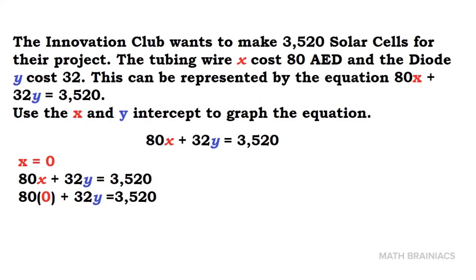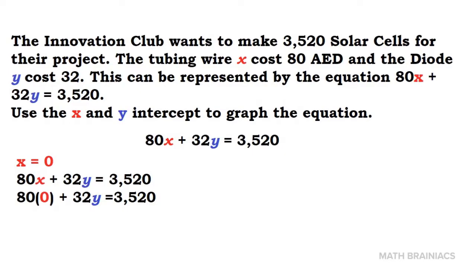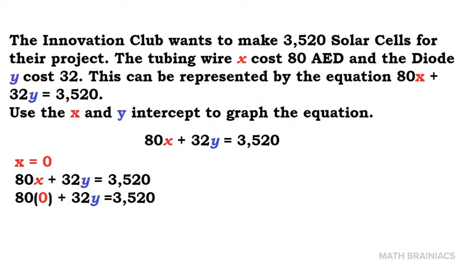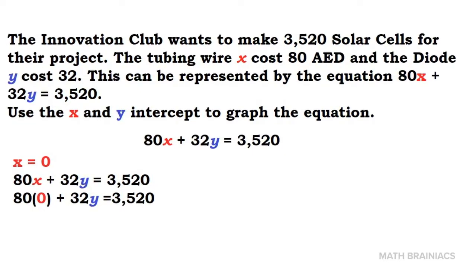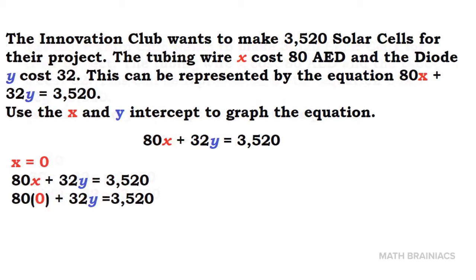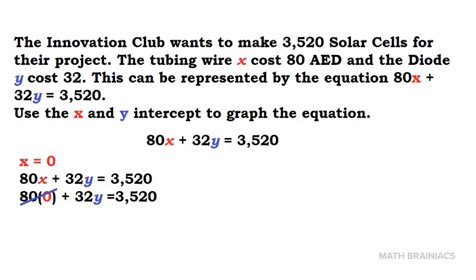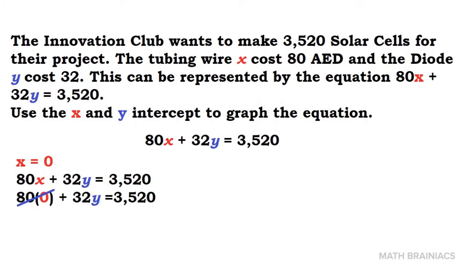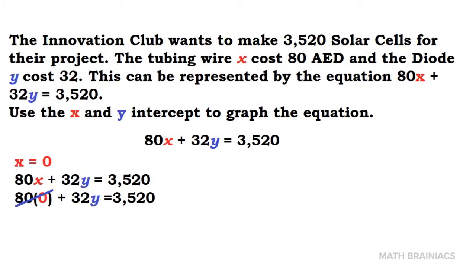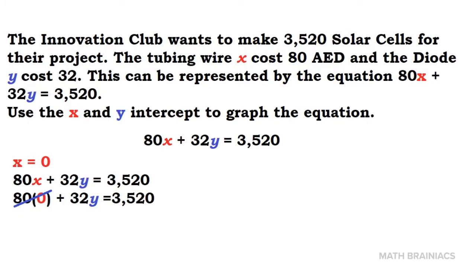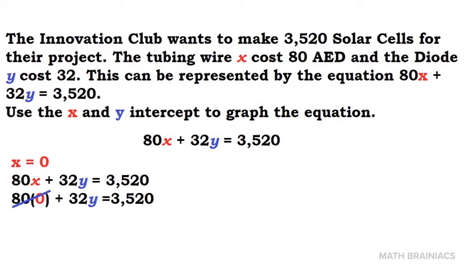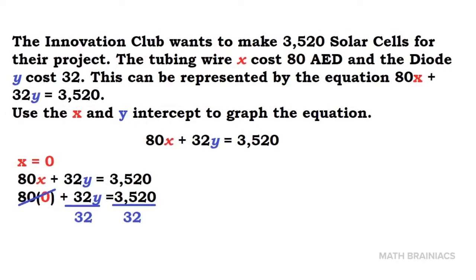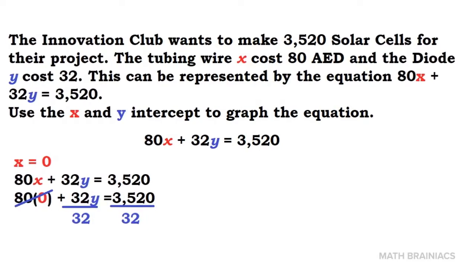Let us set the x into 0. So, substituting the 0 in the equation, 80 times 0 plus 32y is equal to 3,520. We can simply cancel out the 80 because it was multiplied with 0. Accordingly, it will leave the equation 32y is equal to 3,520.